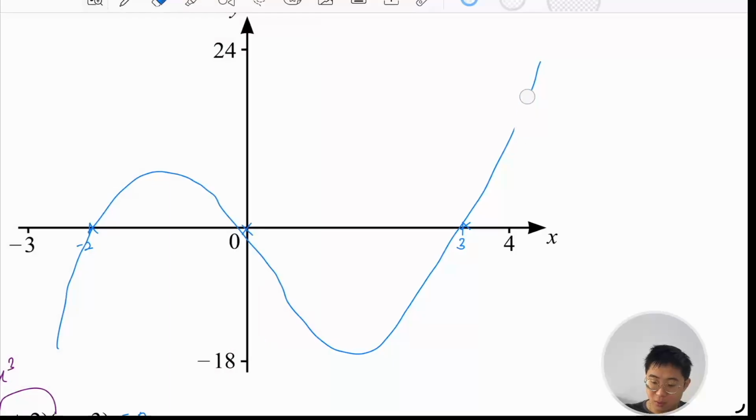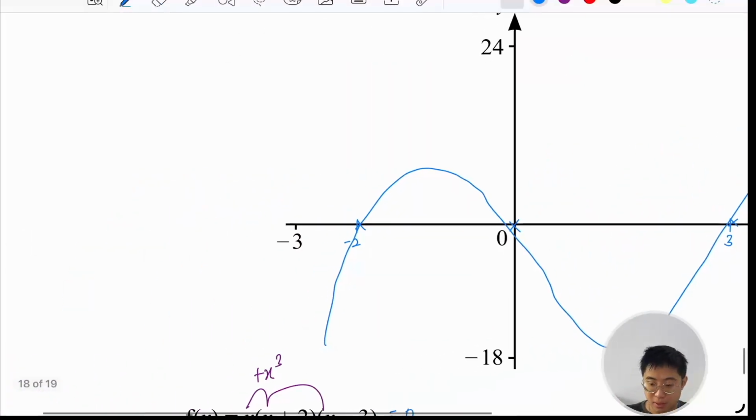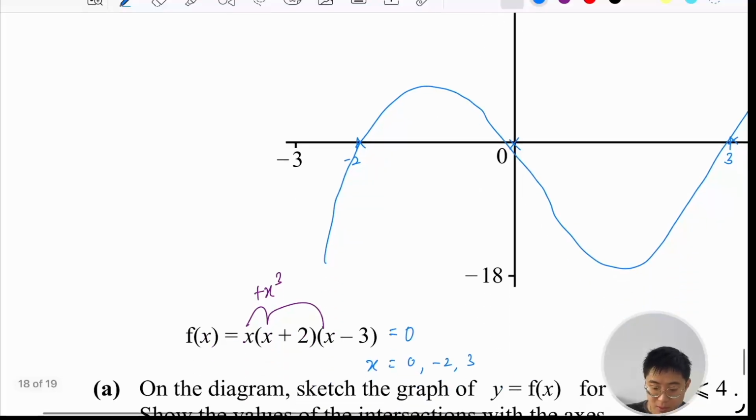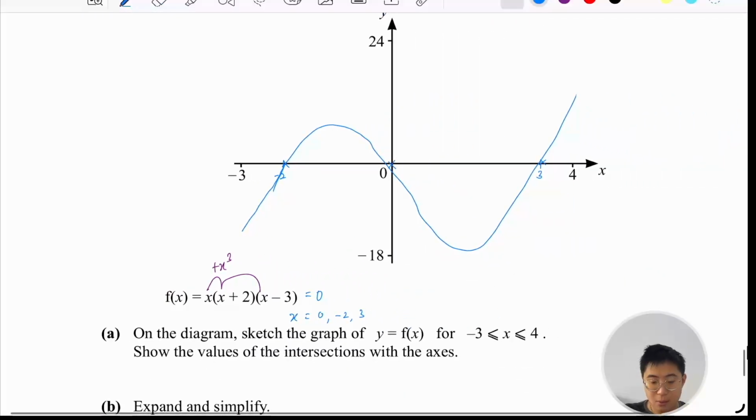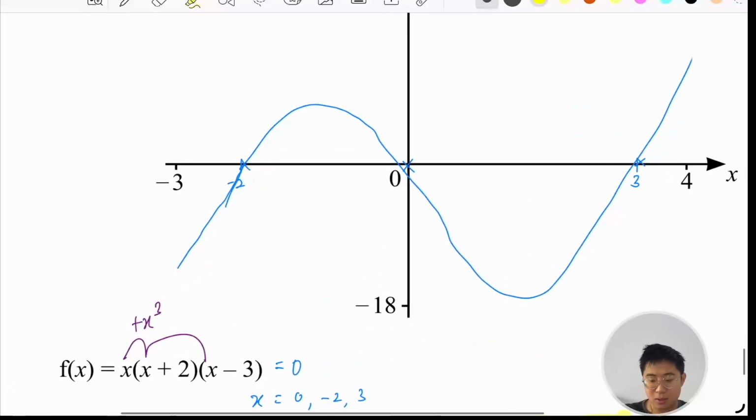You want to make sure you stop at 4 and 3. So you can see I'm not there yet. Okay, that way I follow the range of -3 till 4. And then they also want you to show the intersections. You can see it intersects at 0 there. So that's the only intersection. There's no other y-intercepts other than this one.